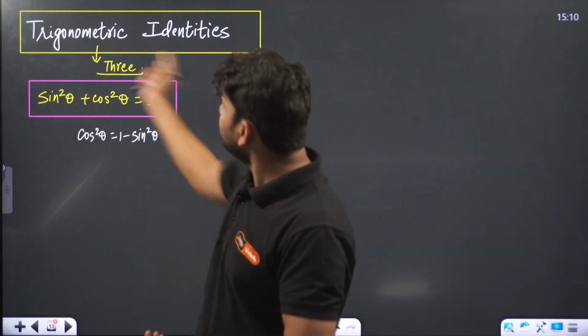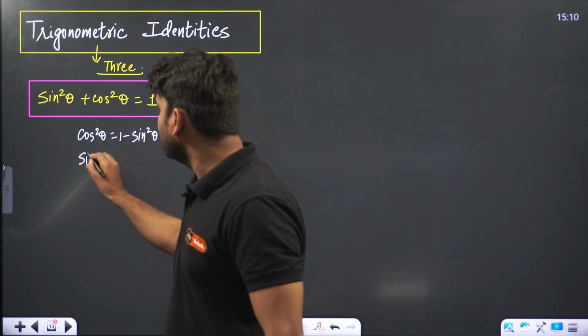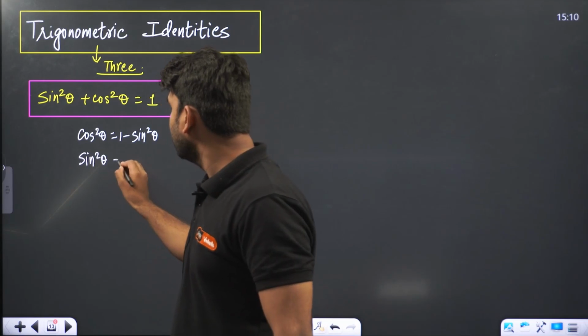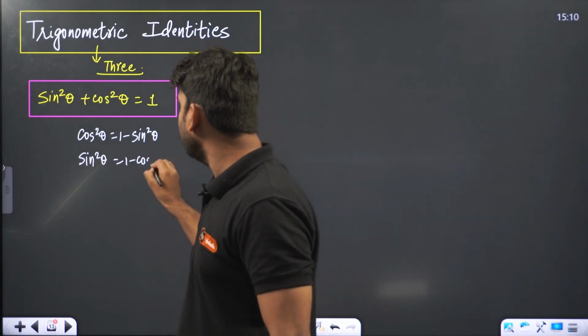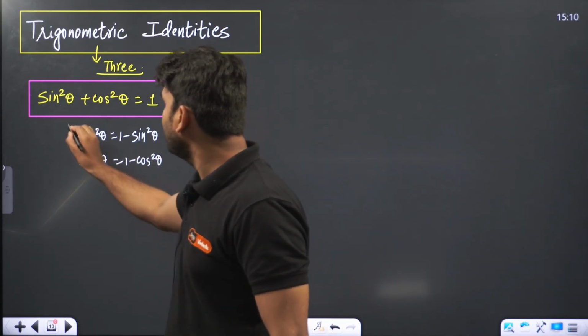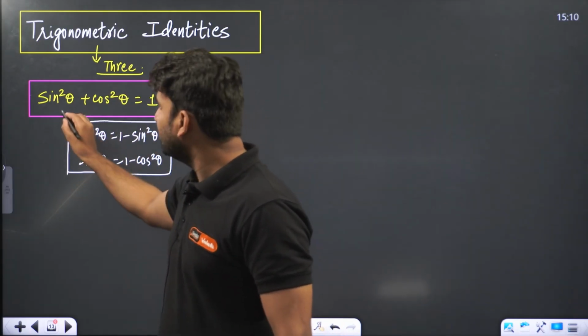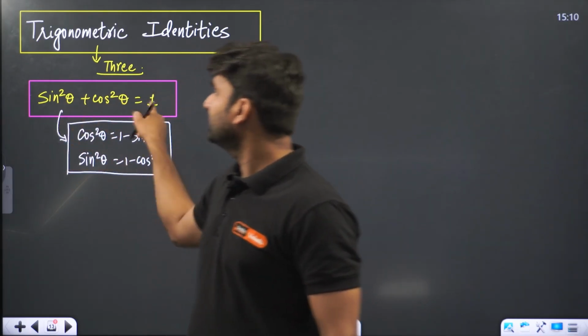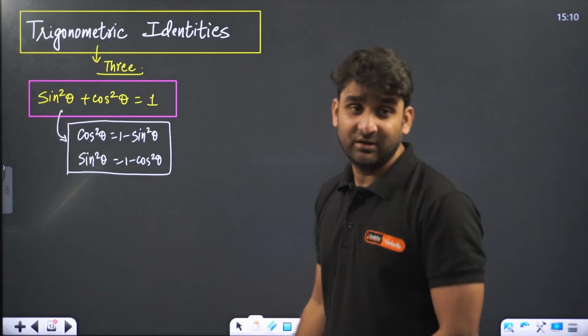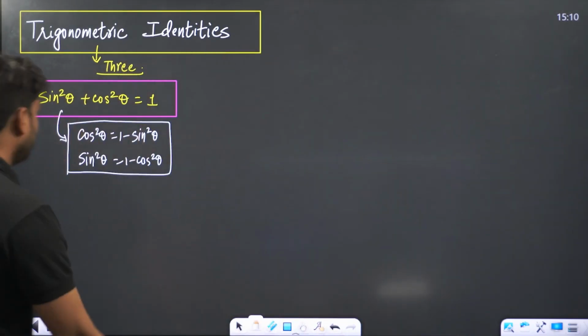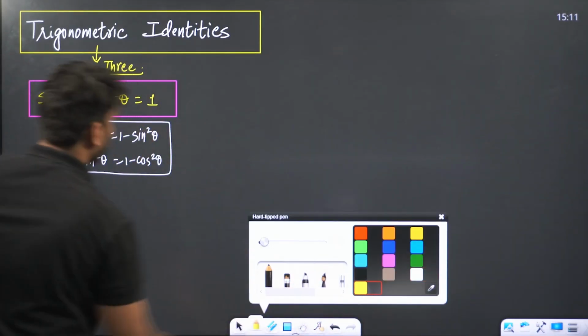Now shift cos square theta that side. So sin square theta can also be written as 1 minus cos square theta. So we have two more identities, and these two are part of this first. So this is the first main trigonometric identity. Is that clear, everyone? Okay, now moving to the second main trigonometric identity.